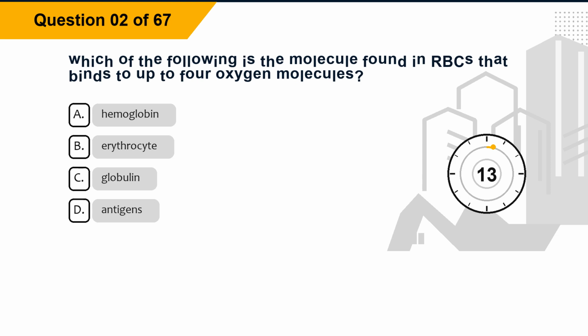Question 2. Which of the following is the molecule found in RBCs that binds to up to 4 oxygen molecules? Option A, hemoglobin. Option B, erythrocyte. Option C, globulin. Option D, antigens.